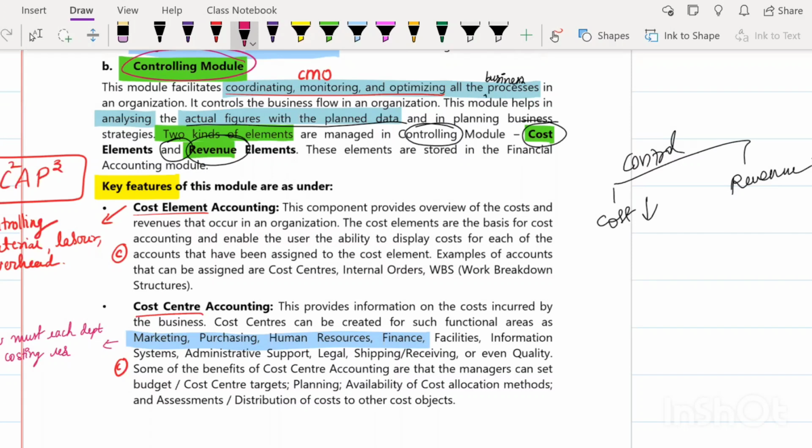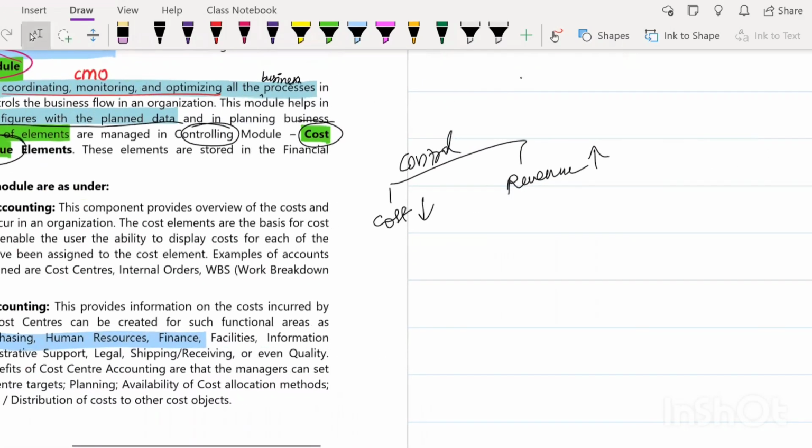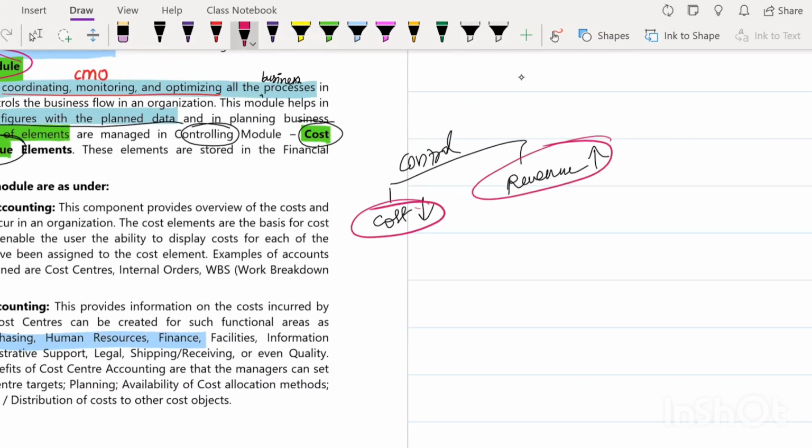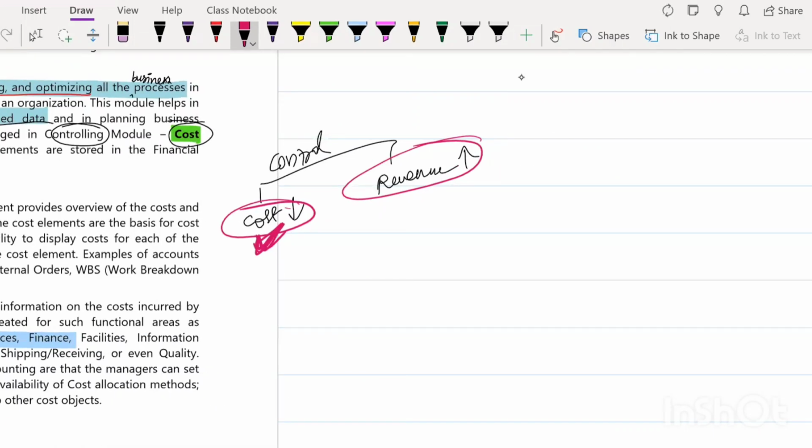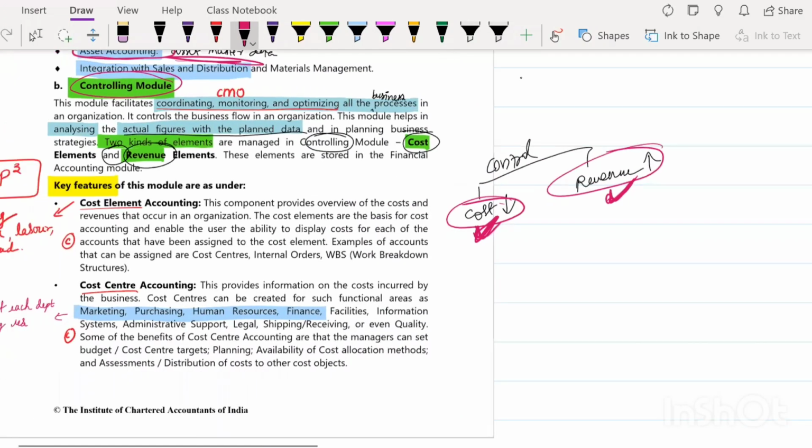Correct. So here now what we are going to study is in terms of two aspects of control. One is your cost and one is your revenue. You have to keep a control over the cost, so that the costs are always minimum, and you have to keep a control over the revenue, so that your revenues are always at their maximum potential. These are the two aspects of control that you have to keep in mind.